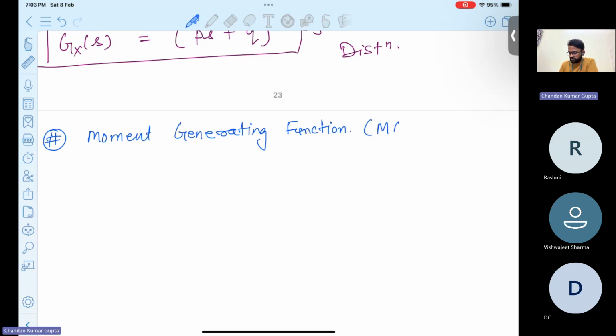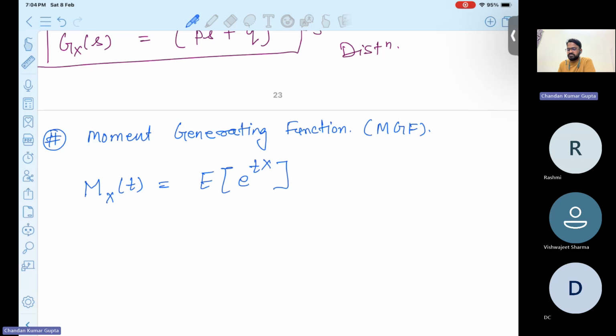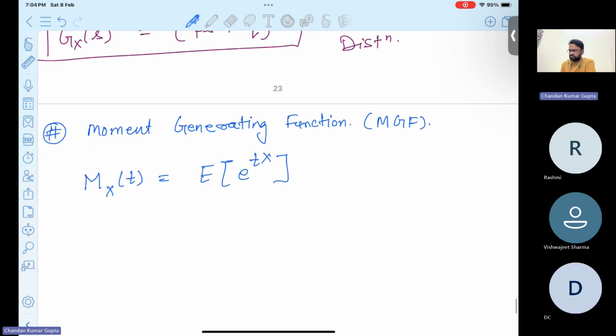Okay, in short, MGF. Suppose X is a random variable and the expected value of e to the power tX exists for t in some interval. Then the moment generating function, denoted by M_X(t), is defined as the expected value of e to the power tX. Here t is a dummy variable and X is the random variable.